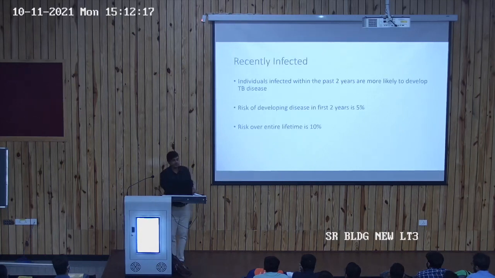Individuals who are infected within the past 2 years are more likely to develop TB disease. So you must understand one thing, having TB infection is a different thing and manifesting the disease is a different thing. All of us might be infected with tuberculosis at some point of time, but it's not necessary that any of us is manifesting the disease. If someone gets infected, within the first 2 years the chances of developing into disease are more. This risk is approximately 5%, and the risk over the entire lifetime is only 10%.